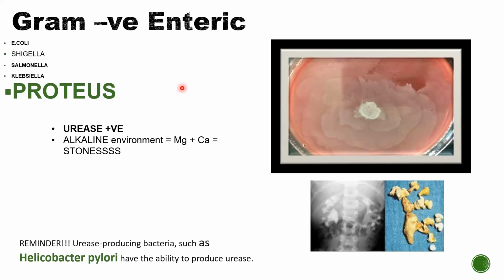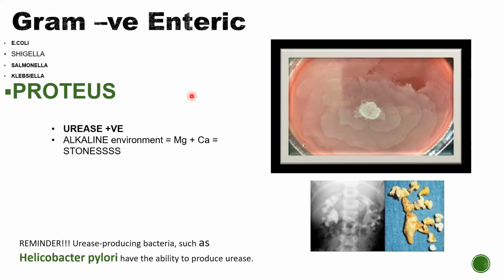This is very cool. Now, what you have to remember about Proteus is that it's urease positive. This is very, very high yield. You'll probably get a question on this. Proteus is urease positive. If you want to write it down right now, please remember this. Now, this makes it easy to remember what it causes, because urea makes you remember urinary tract. So urease positive means it can break down urea. When you break down urea, you get ammonia, which is NH3. You don't need to know this, I'm just explaining what happens.